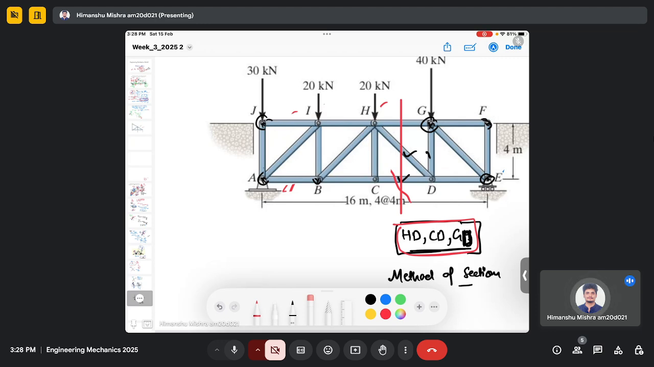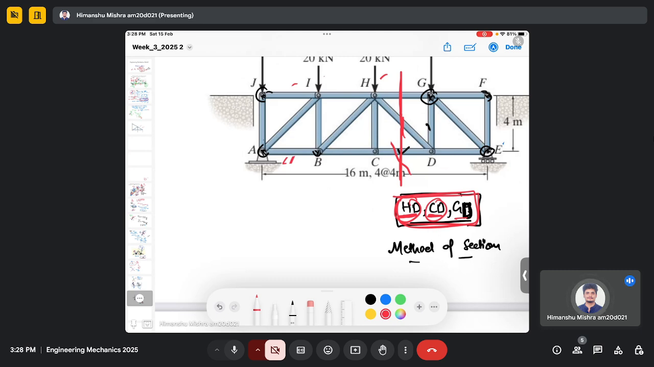So here we make a cut, because you can see while making the cut, you are making a cut along HD and CD. So always prefer to make a cut along those members in which you have to find the forces. So we have to find the force in HD, CD and GD. So we make a cut which goes through HD, CD. So that's why I chose a cut like this.